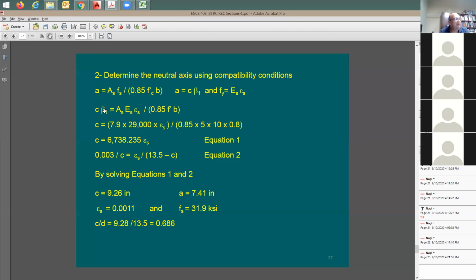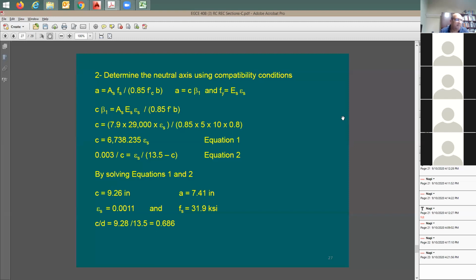Beta 1 is going to be equal to 0.85. I understand that. But can I cross it out with any other factors? Let's see, no, hold on. Let me put here As. Let me put here Es, the 29,000. So, okay. Let me take beta 1 and throw it on the other side, which is the 0.8 in this case. Why is beta 1 equal to 0.8?